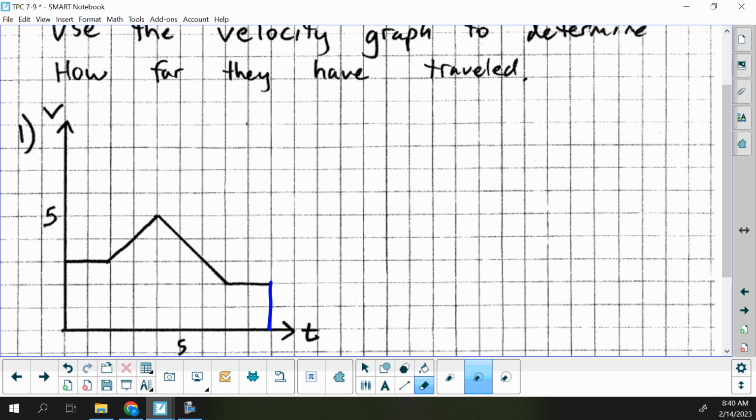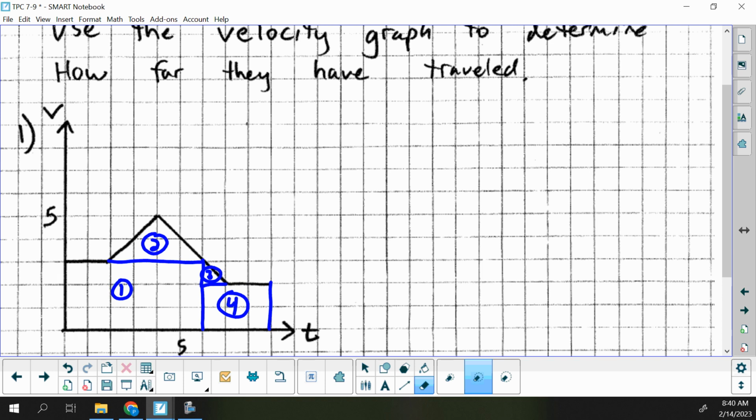So our task here, to find how far they traveled, is just what's the area under this graph from 0 to 9 seconds, it looks like there. Well, to do this, we can just split into convenient shapes. So let's see if we can break off the triangles first. So here's a triangle, and here's a triangle. And then we can split this into two rectangles. So I'm going to call this area 1, area 2, area 3, and area 4.